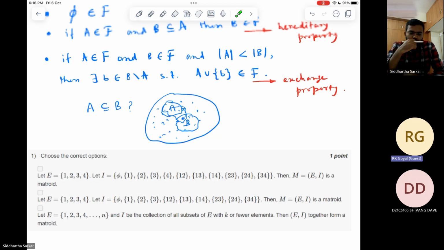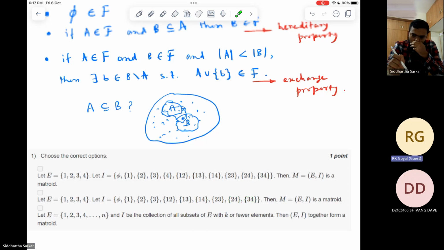And if I view the second option, then I do not find 4. The second option clearly is not a matroid because I do not have 4 here, and however I have 2, 4, and then 3, 4, etc. here. So yes, this is not a matroid.